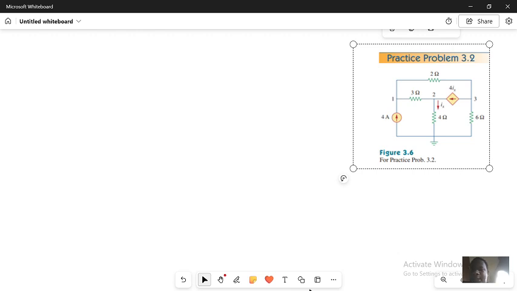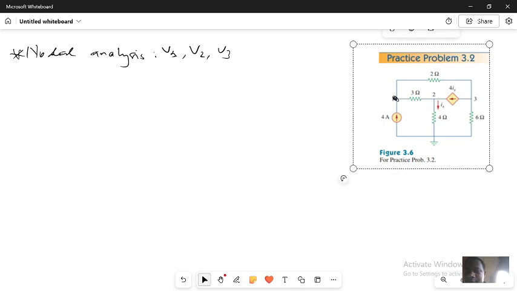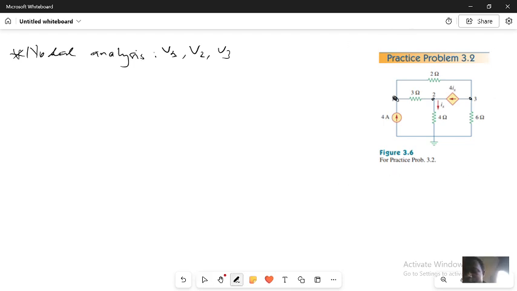Today we will discuss an example of the previous topic, which was nodal analysis. So we'll see this example. In this example, we are going to determine V1, V2, and V3, meaning the potential at this node and this node. We already discussed that in nodal analysis we will use both potential and KVL to determine the voltage.